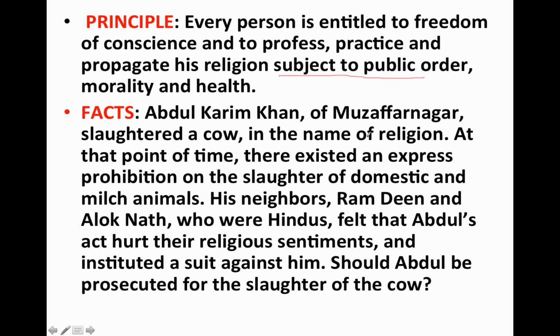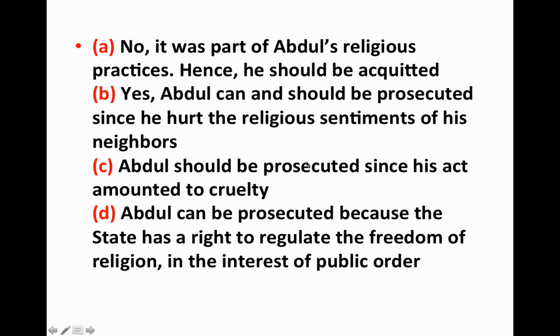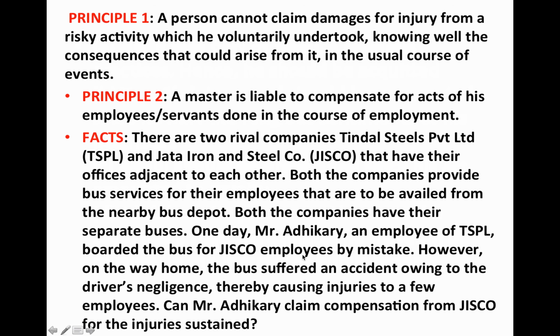Also, on this basis only, the administration had prohibited the slaughter of domestic animals at that time. So when Abdul slaughtered a cow, there was an express order banning the slaughter of milch animals or domestic animals, so he can be prosecuted for infringing upon public order. Coming on to the next case.